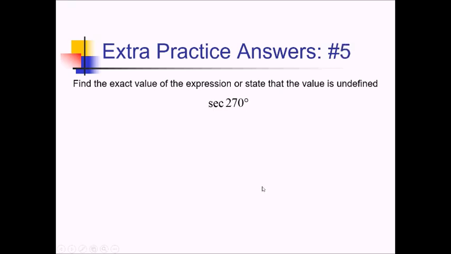For this problem, we want secant of 270, which we can really think of as 1 over cosine of 270. Cosine of 270 is 0, so 1 over 0 gives us undefined.